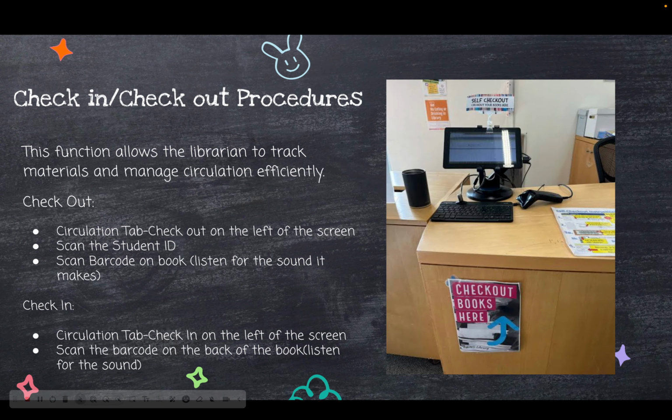Now, when it's time to check the books in, again, you're going to go to your circulation tab. You're going to click on the left-hand side of the screen again. You're going to scan the barcode on the back of the book. And again, you're going to listen for the sound so you know it gets checked in correctly and is ready for the next patron.